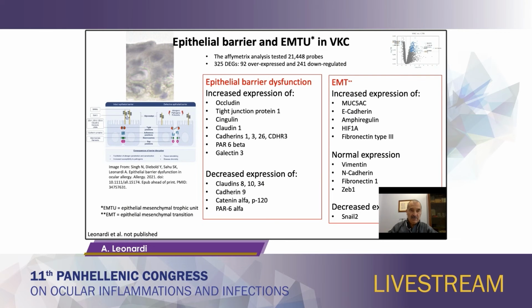So we found that there are several genes overexpressed that are related to the tight junctions and the relation between epithelial cells and the adjacent epithelial cells, but there is some downregulation of other factors. We believe that the epithelial-mesenchymal transition is not present, at least in VKC. However, we can tell there is a remodeling process going on inside the epithelium as well.